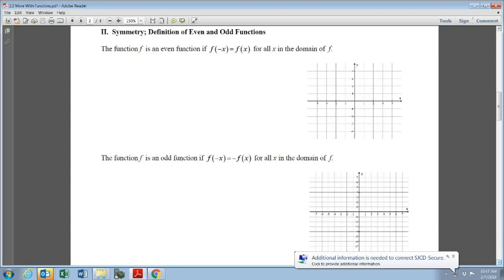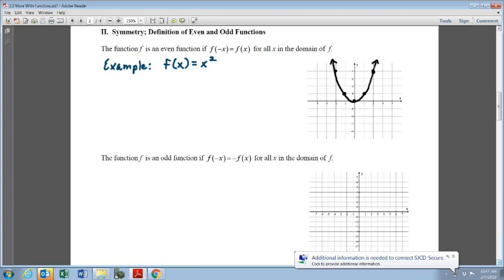So here we're going to talk about symmetry and the definition of even and odd. It says here the function f is an even function if f of minus x is equal to f of x for all x in the domain of f. Well, let's break this down. First of all, let's look at an example. f of x equals x squared. This is an example of an even function. Let me show you how this works.